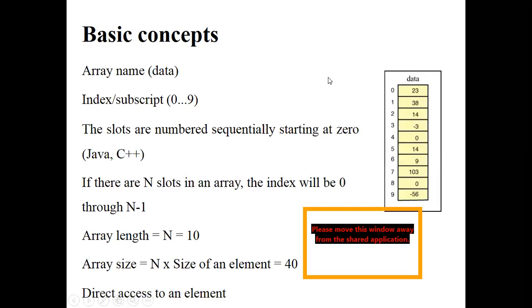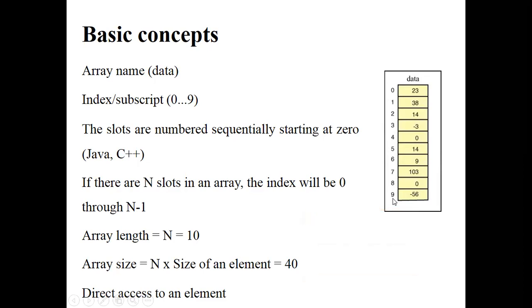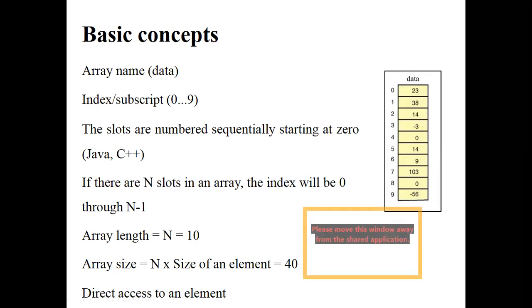So if there are n slots in the array, and as you know the index starts from 0, then the last index will be n minus 1. Like here n is 10, so array length is equal to 10. If there are n slots in the array, the index will be 0 through n minus 1. Array size is equal to n times the size of the element, which depends on what the element is.